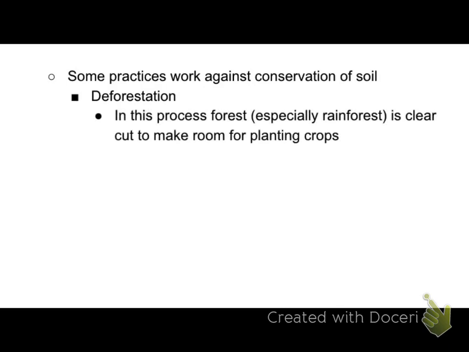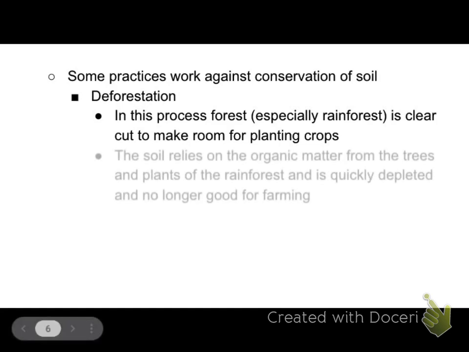In this process, a forest area, and this is usually being done in the rainforest area, is clear cut to make room for planting crops. So what I mean by clear cut is they cut down all of the trees in the area, uproot the stumps, everything, and make the area flat so that they can plant crops there.